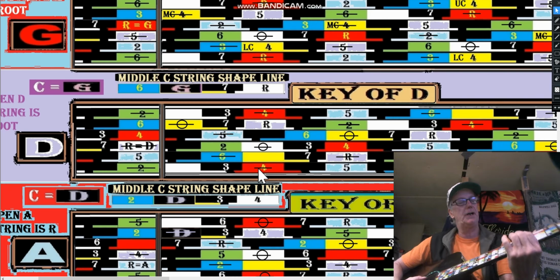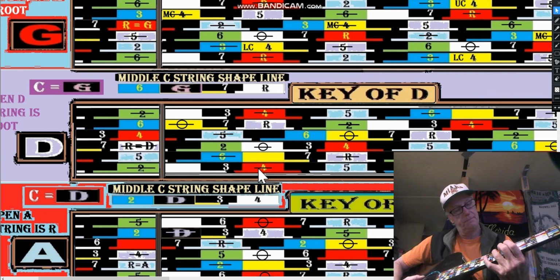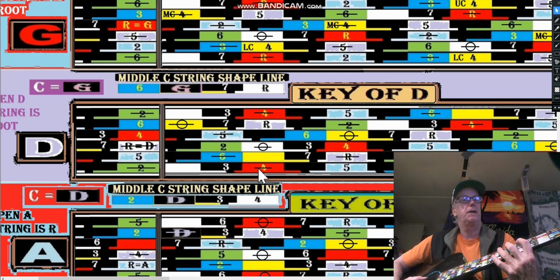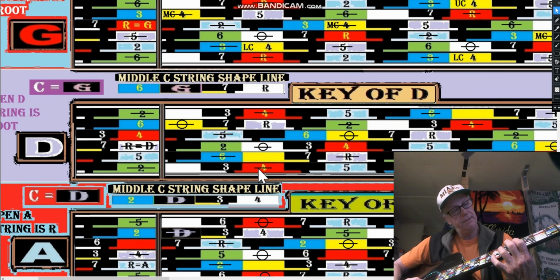The D diatonic would be starting on D's second, which would be your lower E, D, and then now we're going into fifths, the opposite way. We're going up in fifths, so it's D to A to E, and then the fifth of E goes to the C string shape. Okay, let's try that one more time.